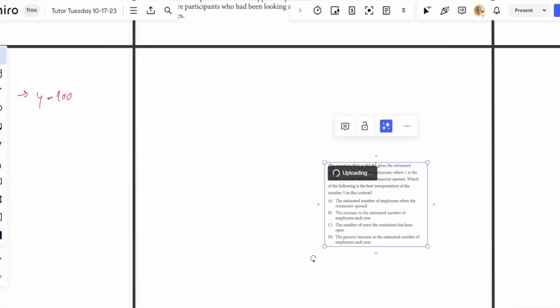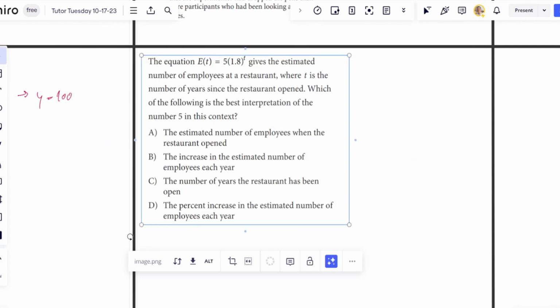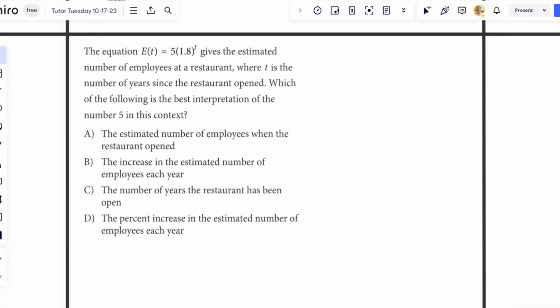And I guess the last problem that we'll do for today is going to be this one, which is interpreting exponential equations. The equation e of t equals 5 times 1.8 to the t gives the estimated number of employees at a restaurant, where t is the number of years since the restaurant opened. Which of the following is the best interpretation of the number 5 in this context?